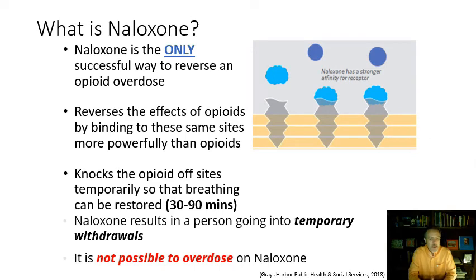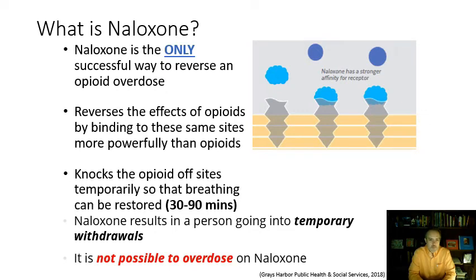What we see out in the field, due to increasing potencies and heroin laced with fentanyl, is more of a 10 to 15 minute reversal. But 10 to 15 minutes is still enough to buy time for EMS to arrive to provide additional naloxone and medical support. It is not possible to overdose on naloxone. Naloxone only has effect in the body if there are opioids occupying those mu receptors in your brain. Otherwise, there's no pharmacologic effect and there are no adverse side effects of using naloxone.